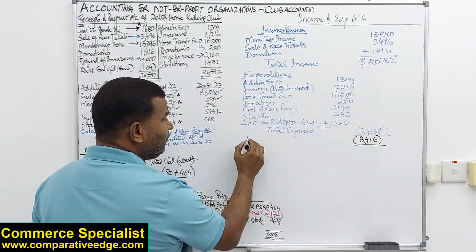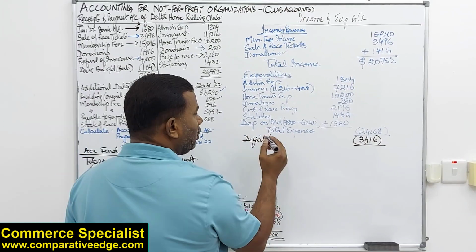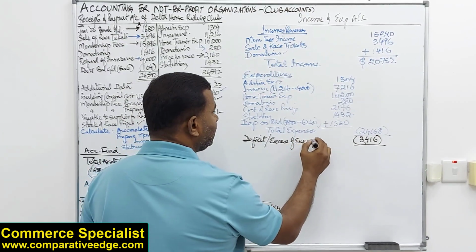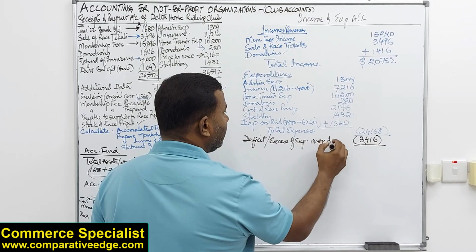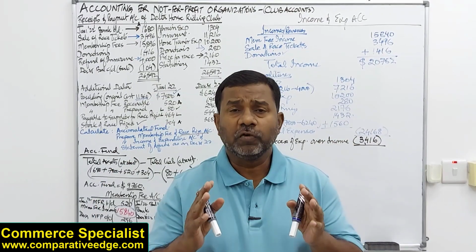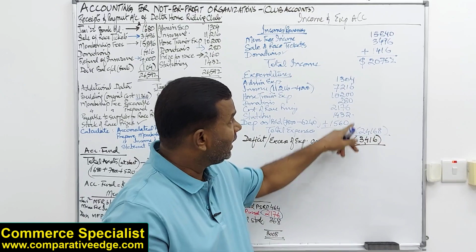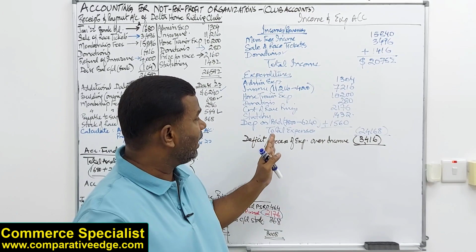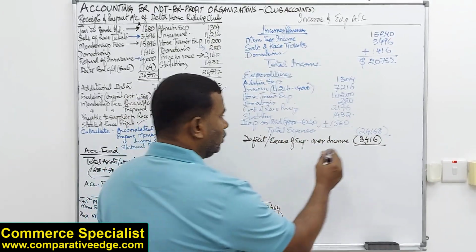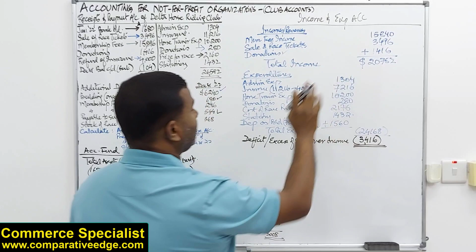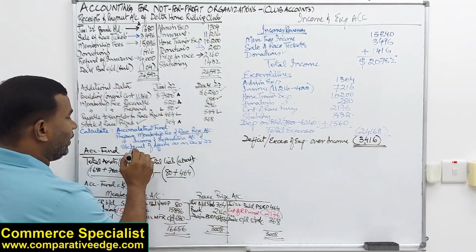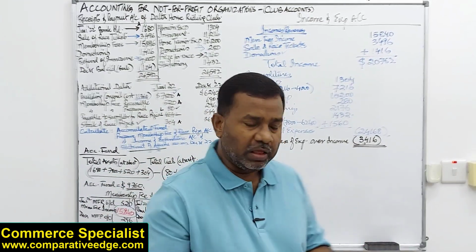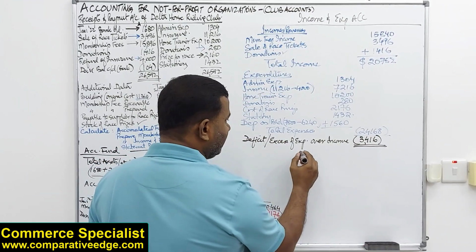There are two words. Either we call it deficit or we call it excess of expenditure over income. So if your expenditures are more and income is less, don't call it loss, call it either deficit or excess of expenditure over income. So your income and expenditure account is made. In the end, we are asked to prepare a statement of affairs, which is another name for statement of financial position, which is the balance sheet. So it's very simple. I'm preparing it here.